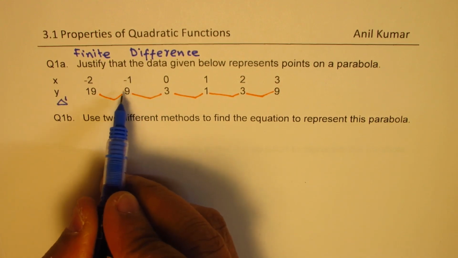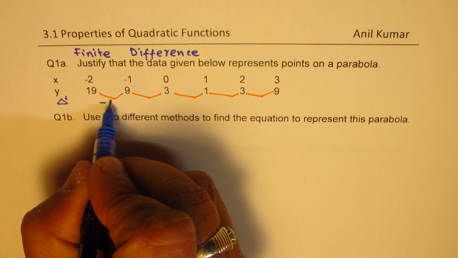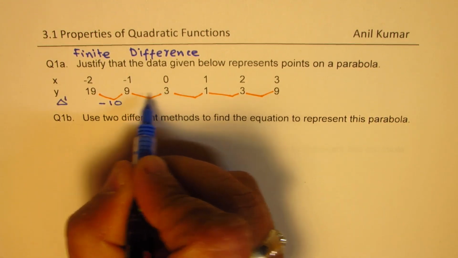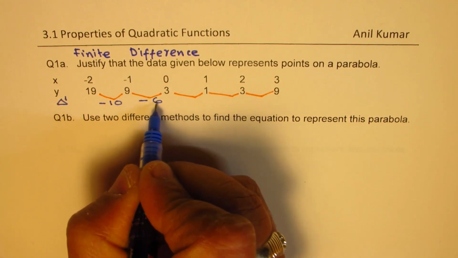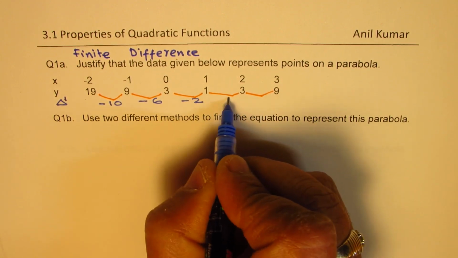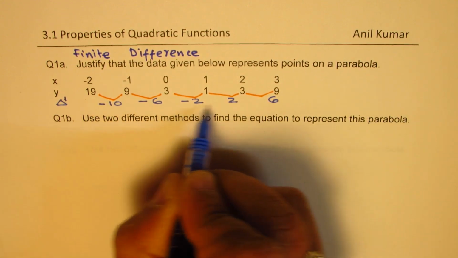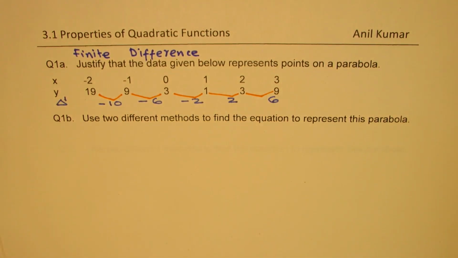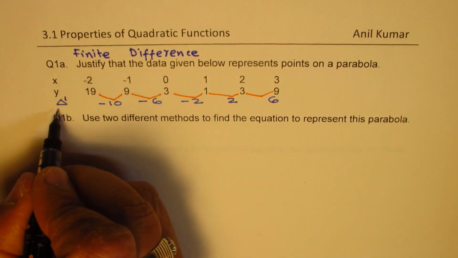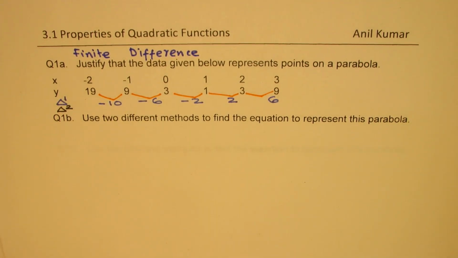So when you do 9 take away 19, you get minus 10, right? 3 take away 9 is minus 6, 1 take away 3 is minus 2, 3 take away 1 is 2, and 9 take away 3 is 6. So definitely it is not linear, right? Now let's find the second difference. So difference between these two.